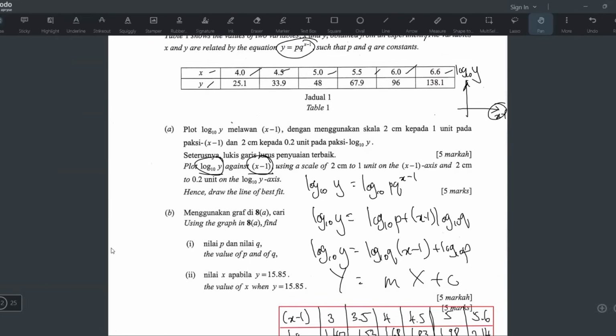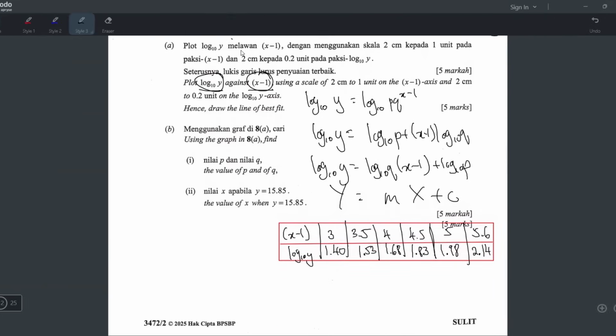Okay, after you're done with all this, now only you do part A. So remember, in SPM, when you do a linear log question, you always have to do these two steps, even if the question never asks. Step number 1 is changing to linear form. Step number 2 is drawing a new table. Because without these 2 steps, you cannot do your part A, part B, or maybe sometimes they put at part B, part C. So these 2 steps kena buat dulu.